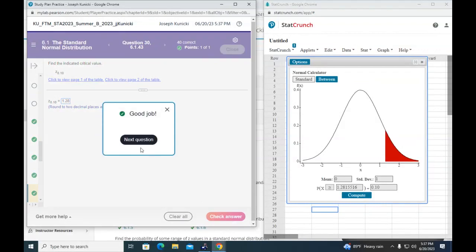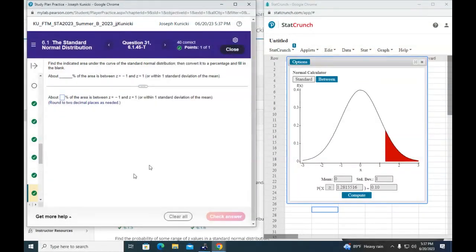Just trying to show you the difference. But see here, they asked for Z alpha. That has to be a positive number. I've got to go with the right tail on that one.